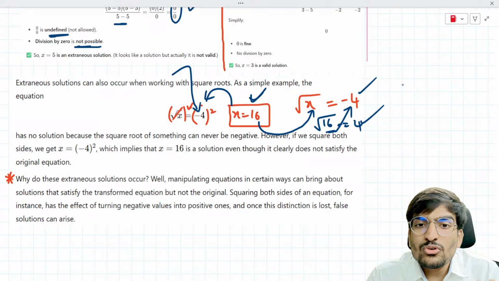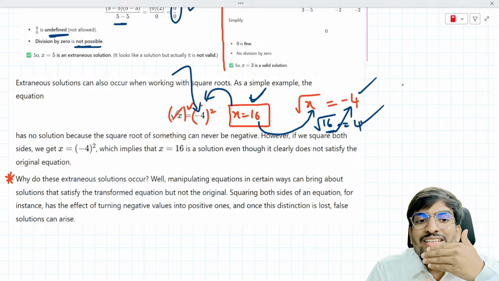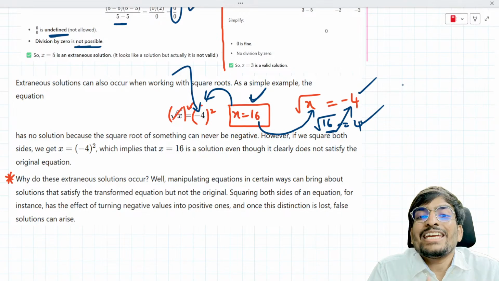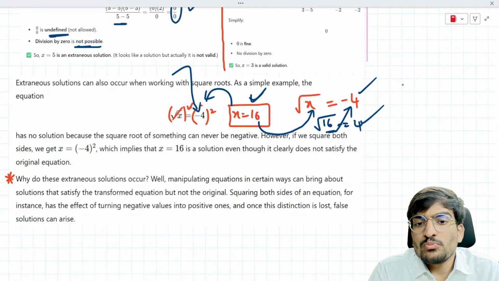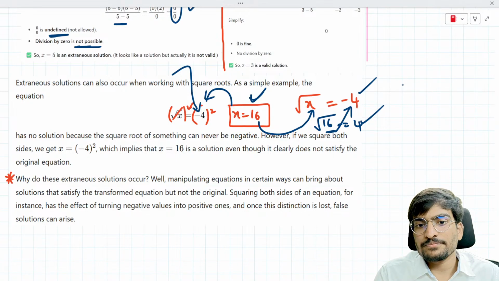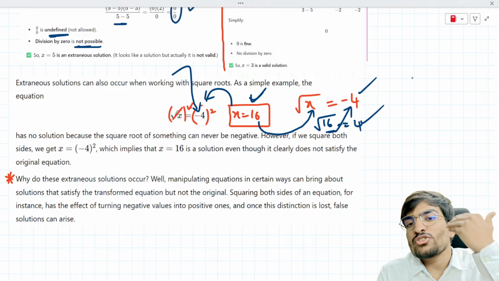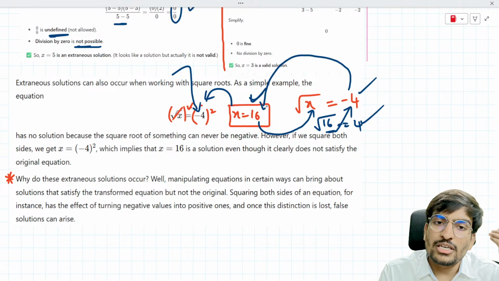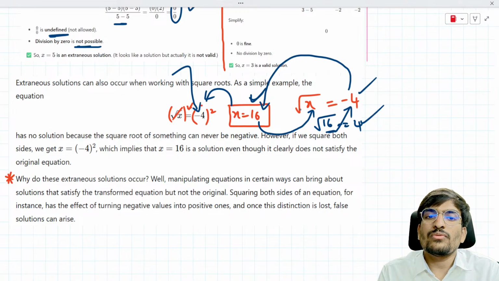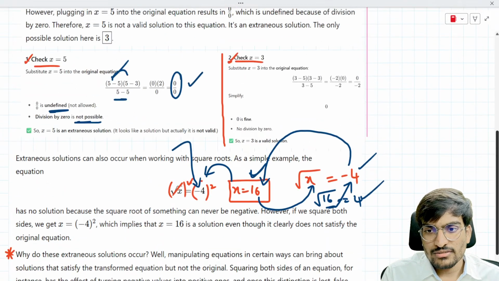So whenever you square both sides, there is some change. What is that change? The negative sign changes to positive. Because of this, false solutions will arise. Squaring the equation has the effect of turning negative values into positive values. So this negative 4 turned into a positive value. So we think that it is true, but it is not. That's why the false solutions arise.